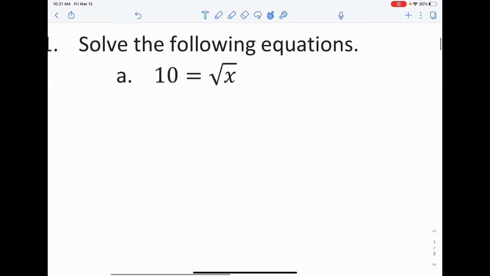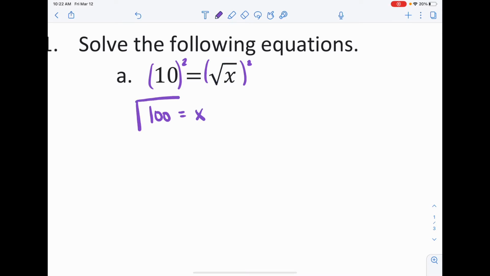A says 10 is equal to the square root of x. So this says that if we took the square root of a number, that would equal 10. The way we solve this problem is by squaring both sides to get rid of that square root. 10 squared, 10 times 10, is 100. And then the squared here cancels out the square root, so we're just left with x. And that is our answer.